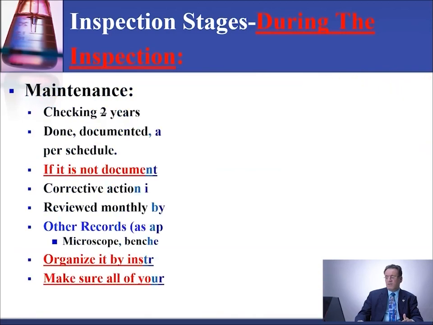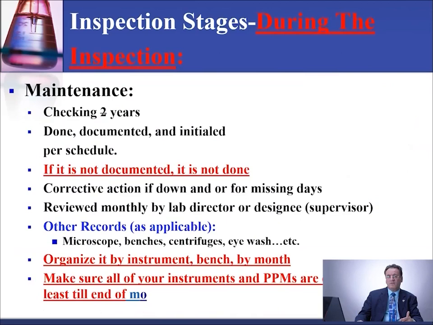What else they wanna check to make sure you are in compliance with the CAB standards? They want to check your maintenance. Again, maintenance like QC. If this is your first inspection, you need 4 to 6 months of good data. If this is your second cycle or more, then you need to keep 2 years of maintenance. They want to know it's done, documented, and initialed per schedule by the person who performed it. If it's not documented, it's not done.